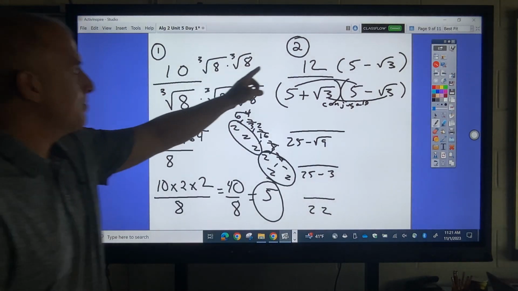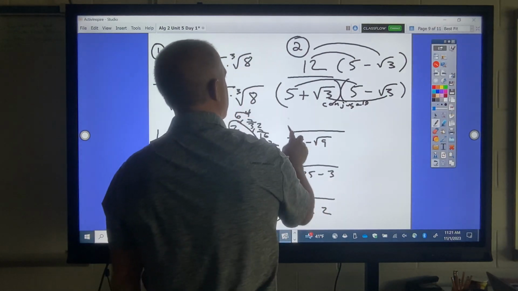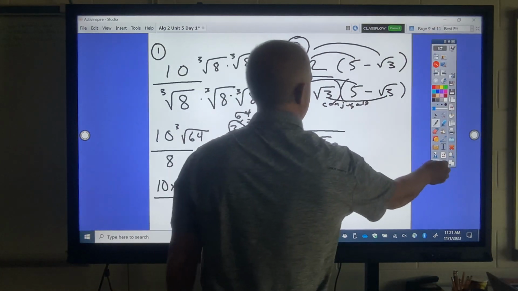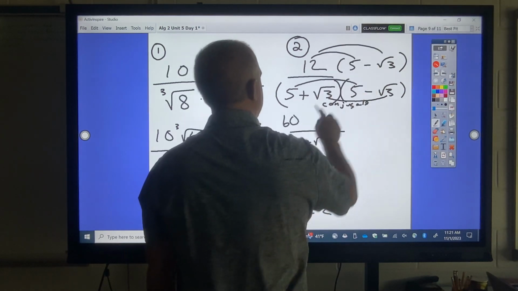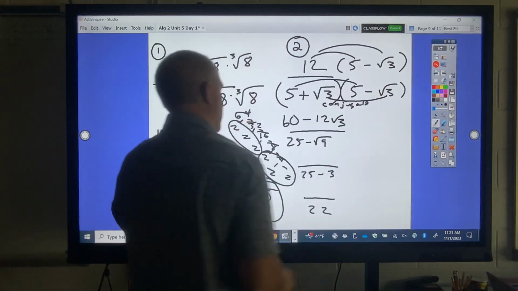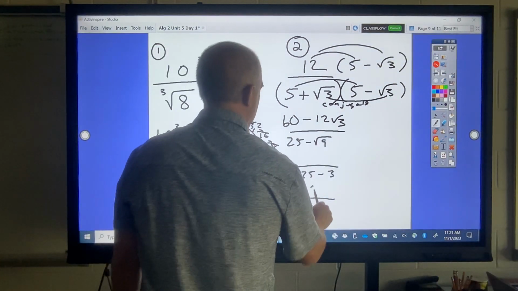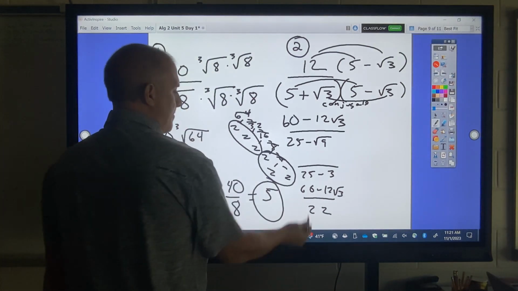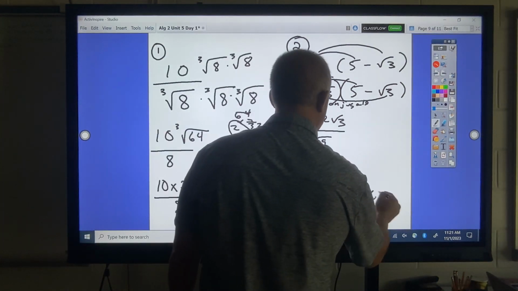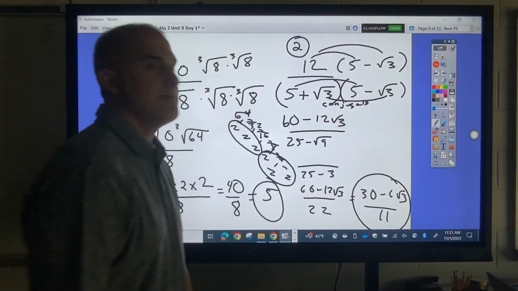This part here, you can distribute. That's going to be 12 times 5, which is 60. 12 times negative square root of 3 is negative 12 square root of 3. Now what you have to look for: can this reduce at all? It cannot. And just like we did with the quadratic formula, what can all these be divided by? 2. So what that would be is 30 minus 6 square root of 3 all over 11.